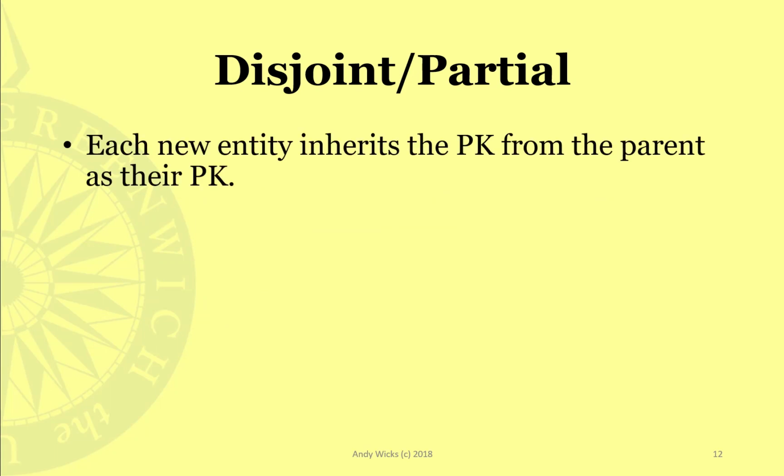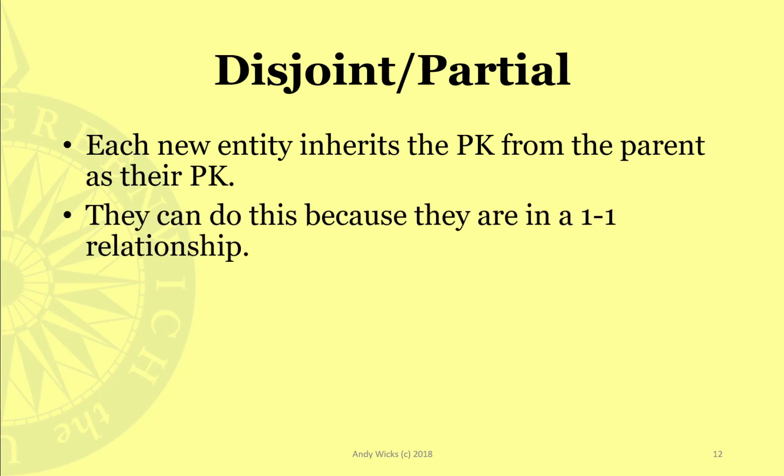So, disjoint partial. Each new entity here inherits the primary key from the parent as their primary key. Up until now, we've always had the primary key being the name of the entity plus ID. Well, for subclasses, this isn't the case. Subclasses inherit the primary key from their parent. We can do this because they're in a one-to-one relationship.